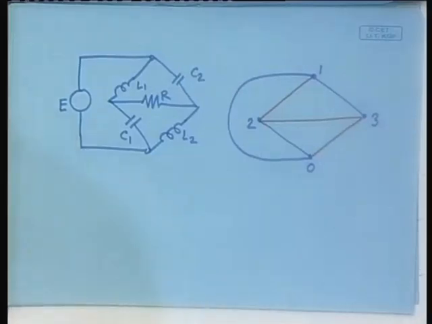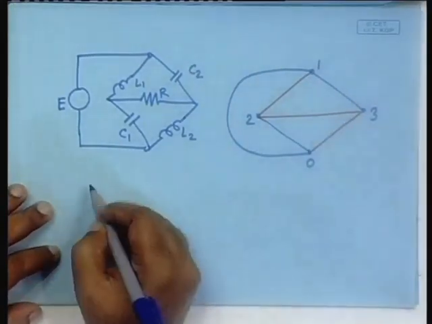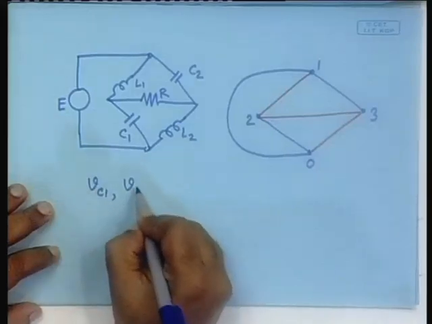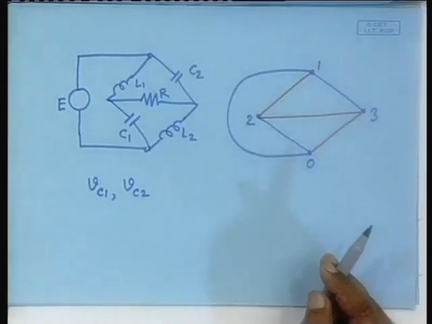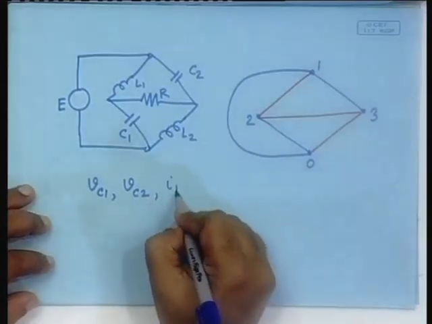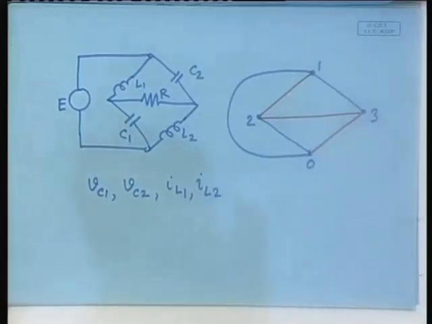Good. What are the state variables? The capacitor voltages associated with the tree capacitors. So, this is a tree capacitor, this is a tree capacitor. The state variables will be VC1, VC2, and the co-tree inductors, IL1 and IL2, all of them. No problem. Let me just illustrate one equation, just one.